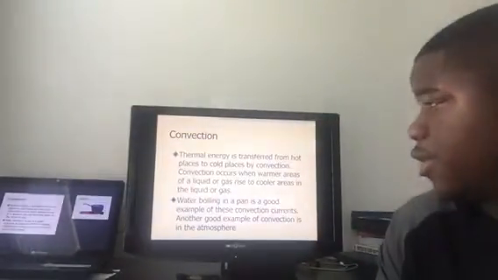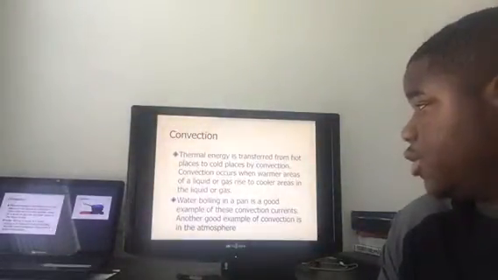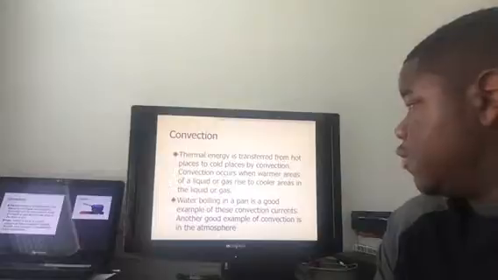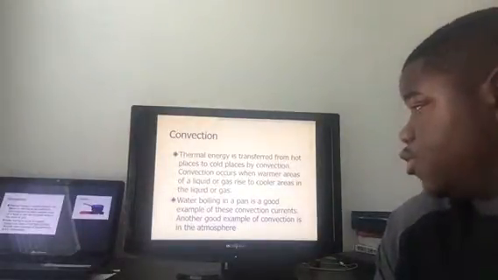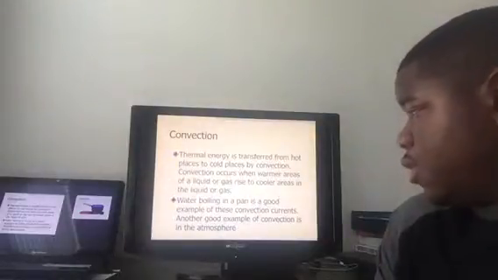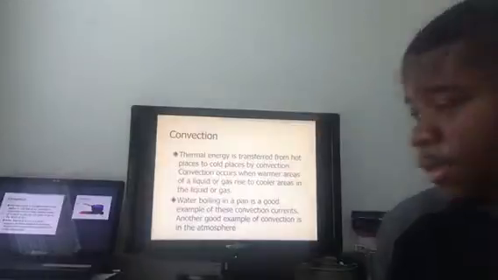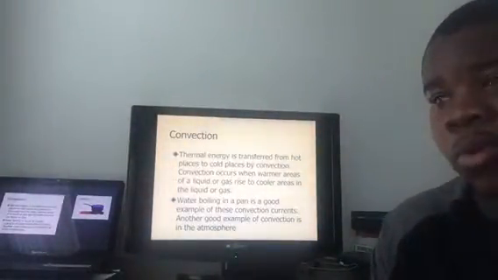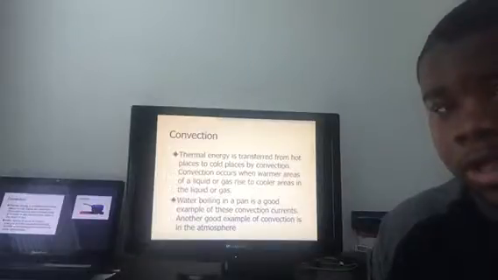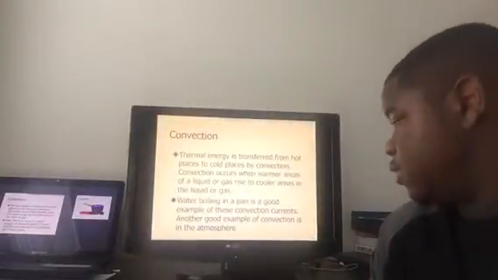So next we have convection. Thermal energy is transferred from hot places to cold places by convection. Convection occurs when warmer areas of liquid or gas rise to cooler areas of liquid or gas. So that's like bubbling water. If you put your hand over bubbling water, you're going to feel the heat. That's an example of convection.